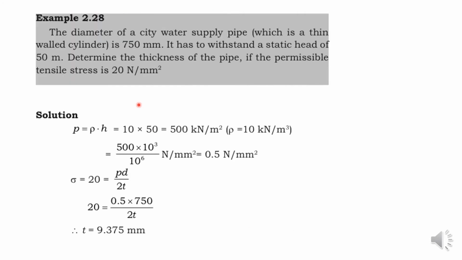Now the second problem: the diameter of a city water supply pipe, which is a thin walled cylinder, is 750 mm. It has to withstand a static head of 50 meter. Determine the thickness of the pipe if the permissible tensile stress is 20 Newton per mm square.